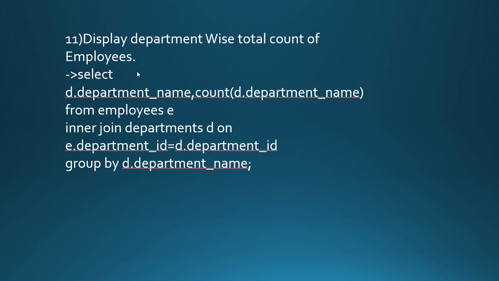Next, last question: display department-wise total count of employees. Select D.department_name, count(D.department_name) from employees E inner join departments D on E.department_id equals D.department_id group by D.department_name. Here we use the inner join. These are the common columns. By using this, we can find the department-wise total count of employees. Thank you.